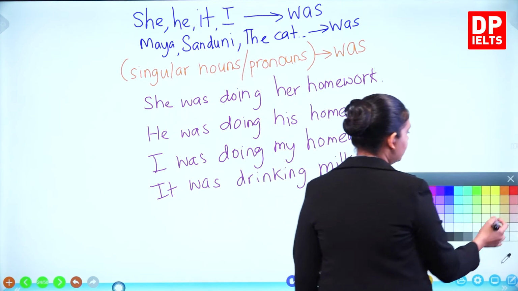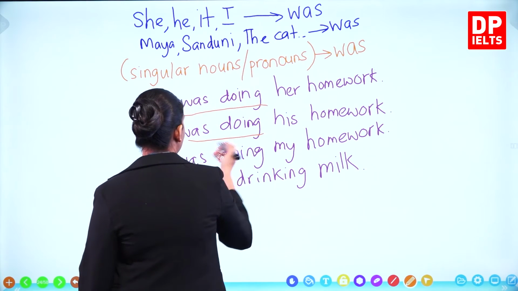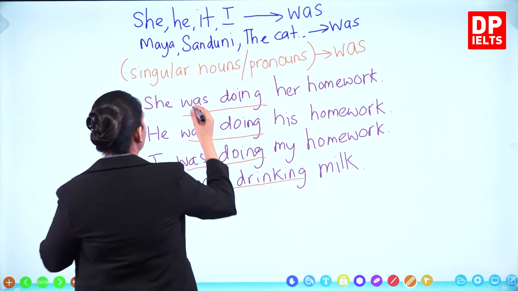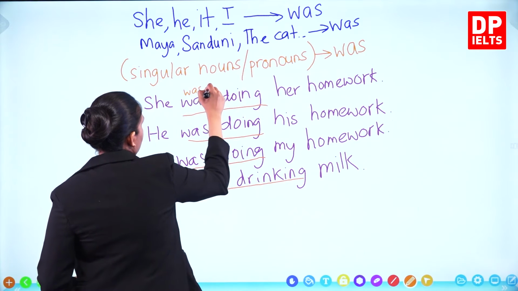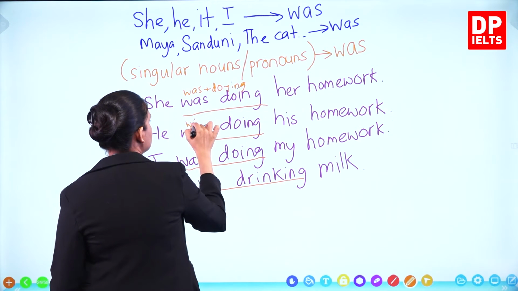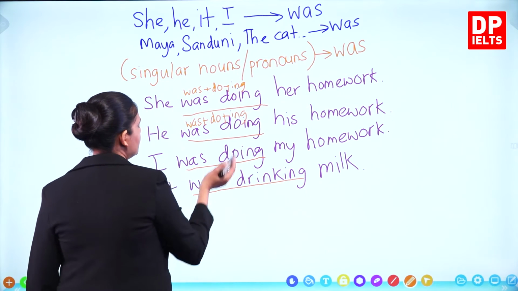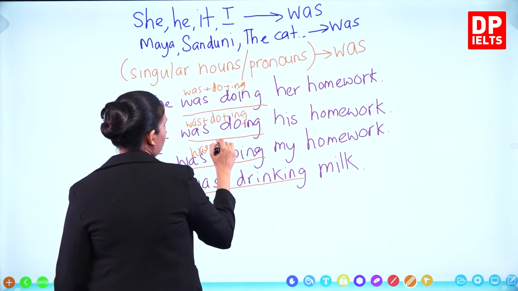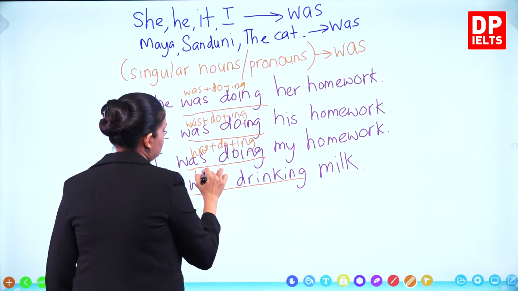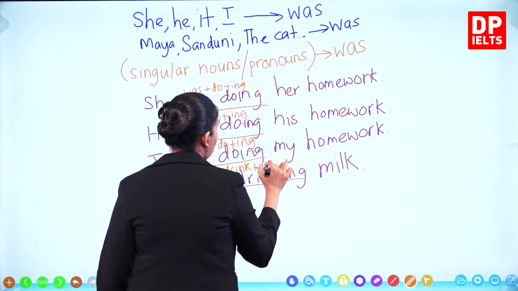Right? So here, let us have a look. Was drinking. Okay? So here, it is was plus do plus ing. Here was plus the verb do plus ing. Same here, was plus do plus ing. Here it is was plus drink plus ing.